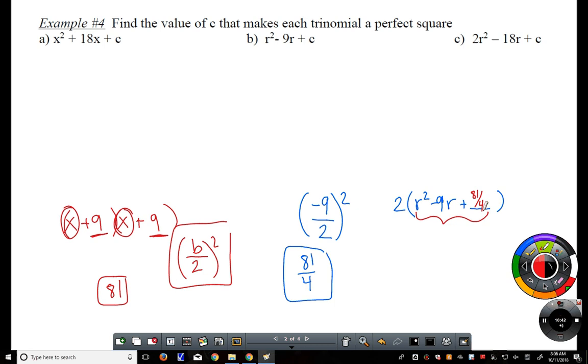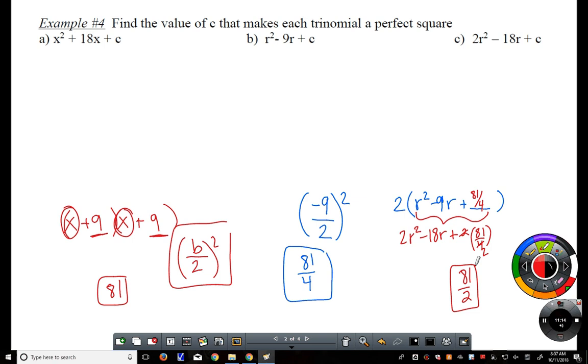Graham? Double that. Do you guys know why he's saying double that? 81 over 4 completed the square for this polynomial, but that was after the 2 was removed. Now to know what number would really sit there, I have to put 2 back into all, make it look just like that. So this would be 2r squared minus 18r plus 2 times. So I get 81 over 2 would be in that spot. Okay.